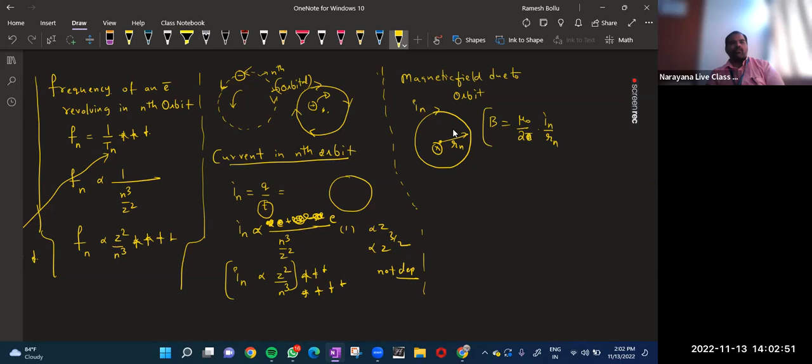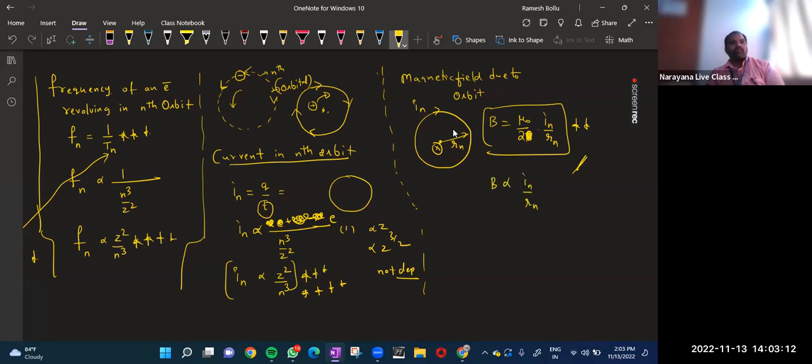Circular pi, so pi will not come. Sorry. Very good. Understood? This is a formula, no? Circular current carrying coil, center magnetic field. This formula only, no? Say, sir, put I n value. How much? B is proportional to I n by R n.